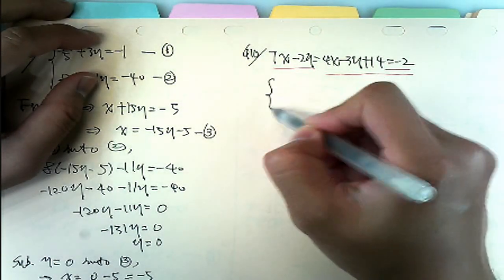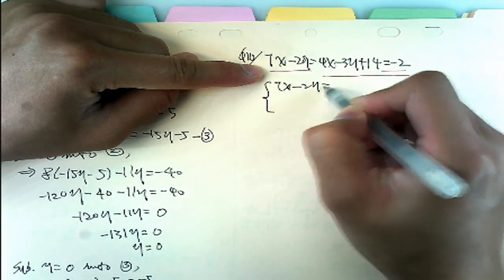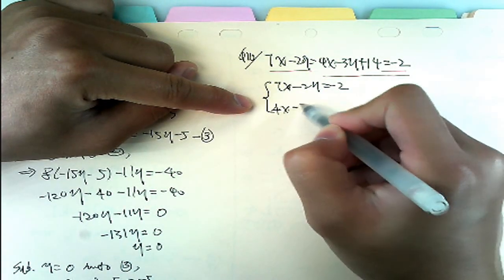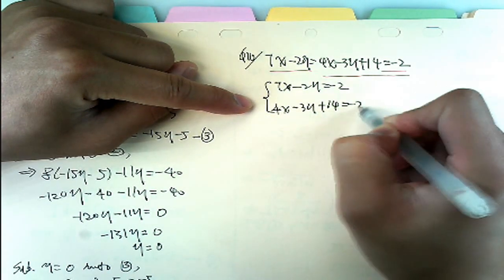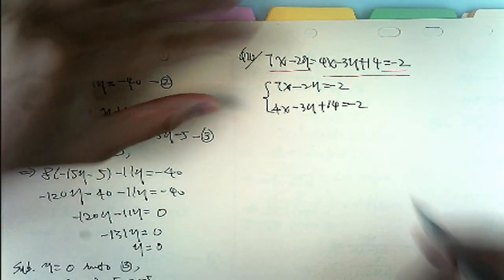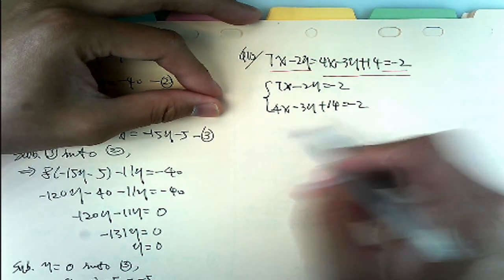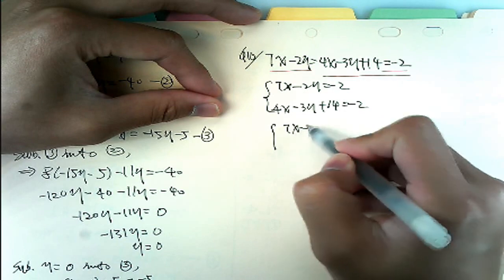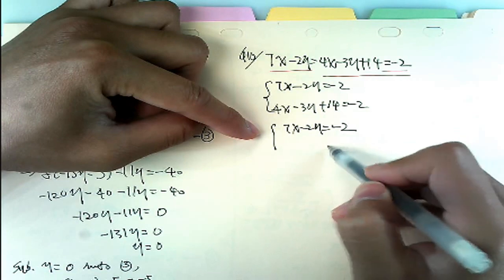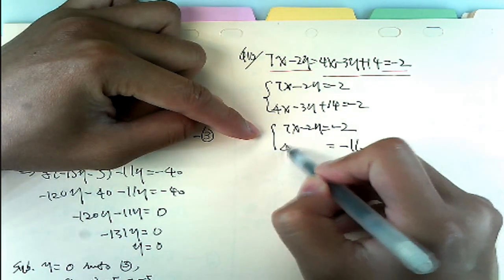equations, right? So the first equation will be 7x minus 2y equal to minus 2. Is it okay? The second one will be 4x minus 3y plus 14 equal to minus 2. Is it okay? So simplify both equations first. When you do some simplification, you don't give the names, until you finish doing all. So actually this is the 14, right? It's a number. We move it to the other side. It will become minus 16 and keep this.